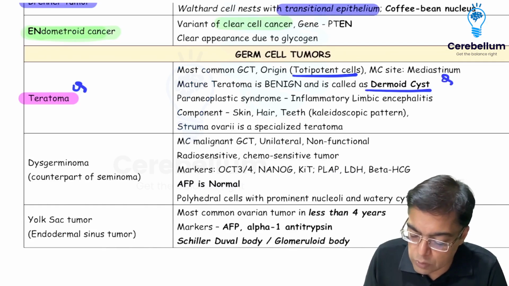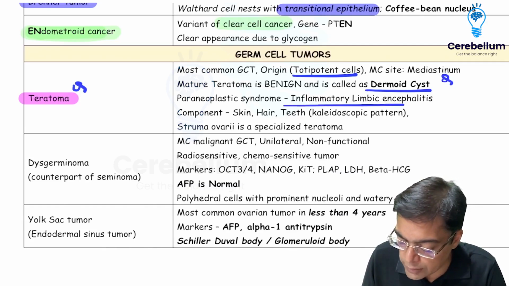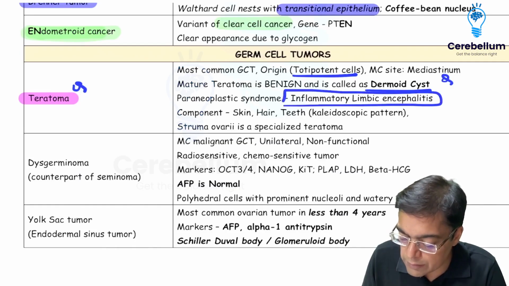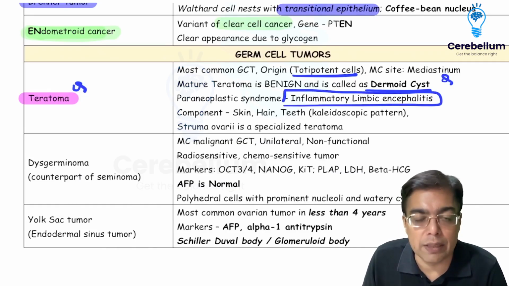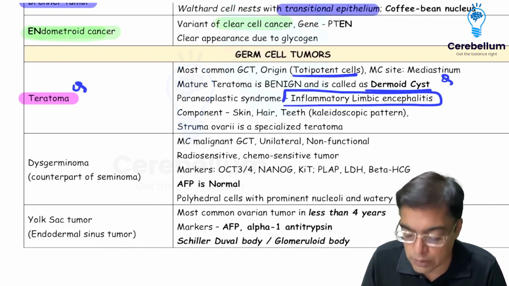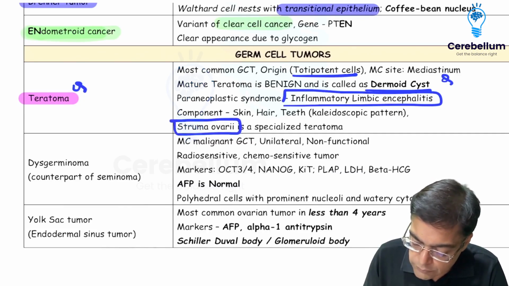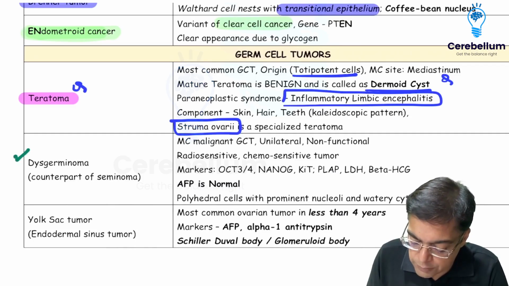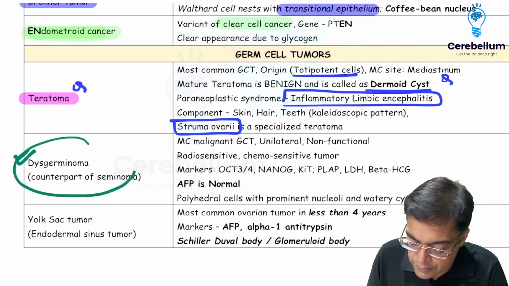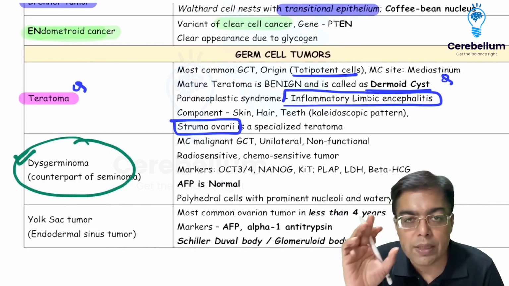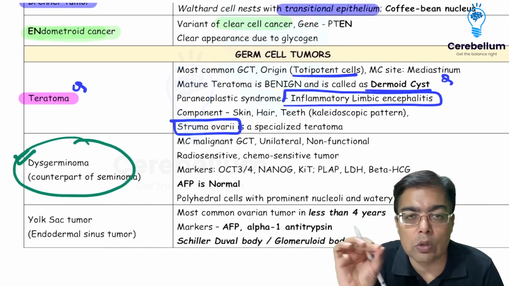Whenever we are talking about teratoma, it may have a very peculiar kind of paraneoplastic syndrome that is given the name of limbic encephalitis. We have a special example of a teratoma, which is a functional teratoma, given the name of struma ovarii. The other important example of a germ cell tumor about which we need to have an idea is a dysgerminoma. And as all of you are aware, dysgerminoma is the counterpart of seminoma.